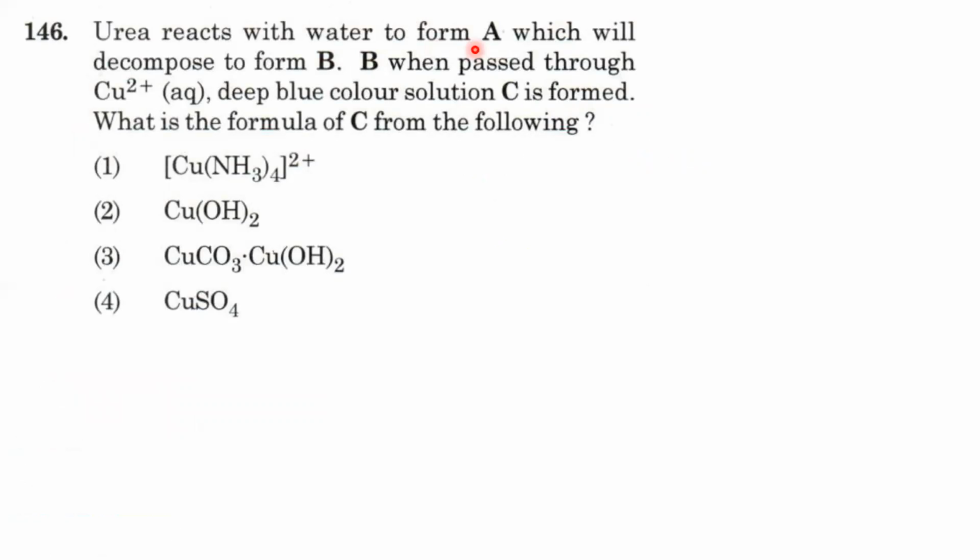Urea reacts with water to form A, which will decompose to form B. B when passed through Cu2+ aqueous, deep blue color solution C is formed. What is the formula of C? Okay, here what is taken, in the sense urea? Urea formula is NH2CONH2. It is treated with water. So what is the product we will get?